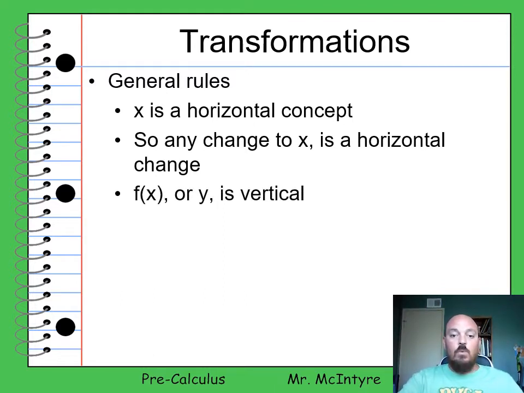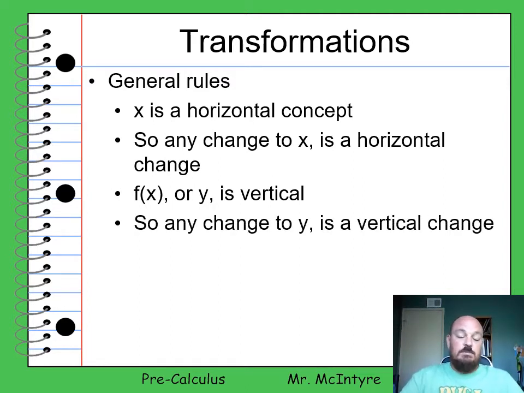Now, f of x or y, which are for this problem essentially the same thing, that's your vertical component, which means it's a vertical change. So if I make a change to y, or f of x, that transformation is always going to be vertical too.